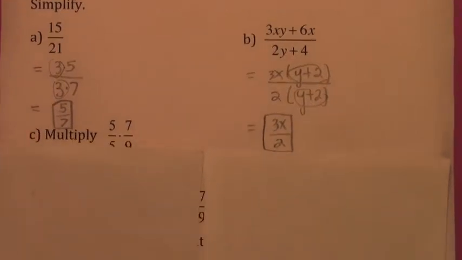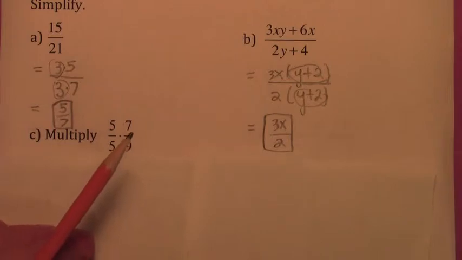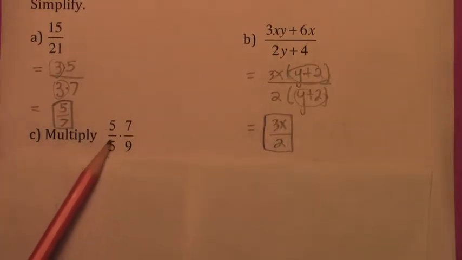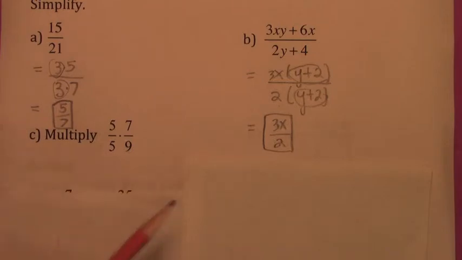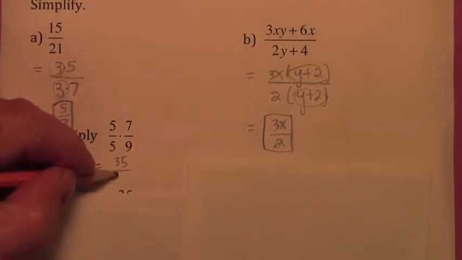All right, let's keep going here. So we're moving in the direction of starting to talk about adding fractions. We're not going to do that on this problem set, but on the next one we will. But let's look at this problem. We have 5 over 5 times 7 over 9. What does that equal? Let's see, that equals 35 over 45, right?